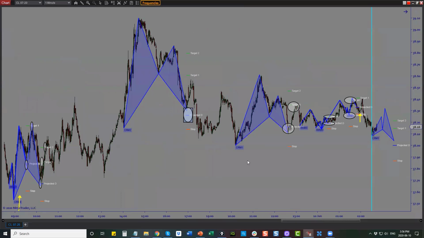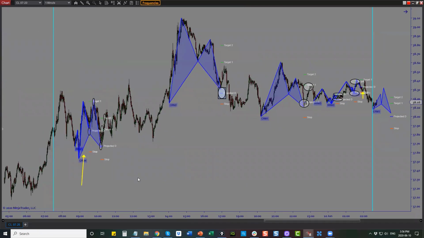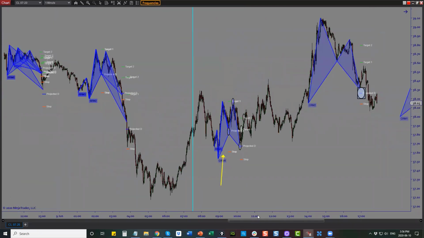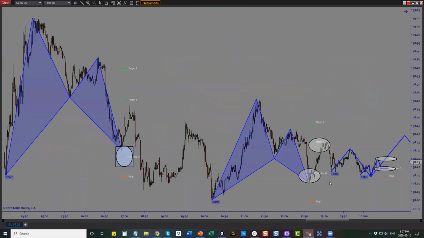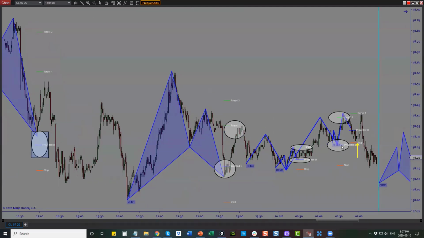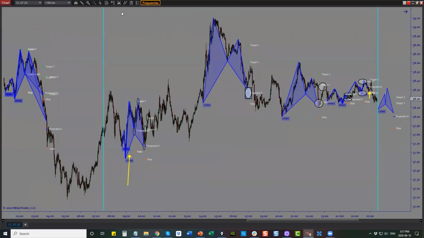Well, before we do that, let's just count these trades. Let's go back and count how many trades there were. So there was 1, 2, 3, 4, 5, 6, 7. 5 wins, 2 losses.